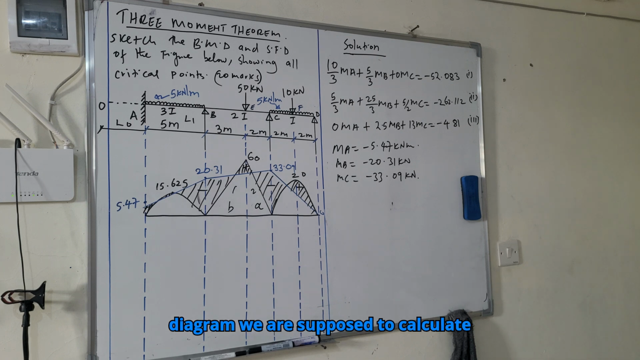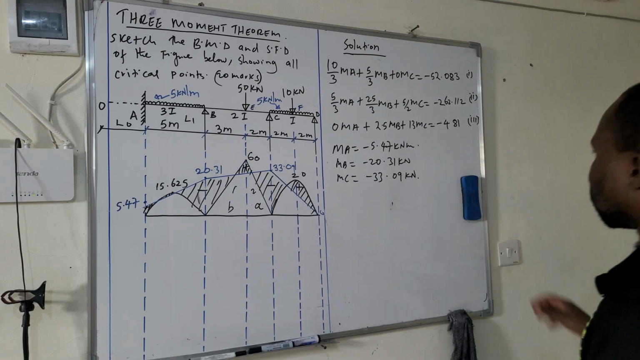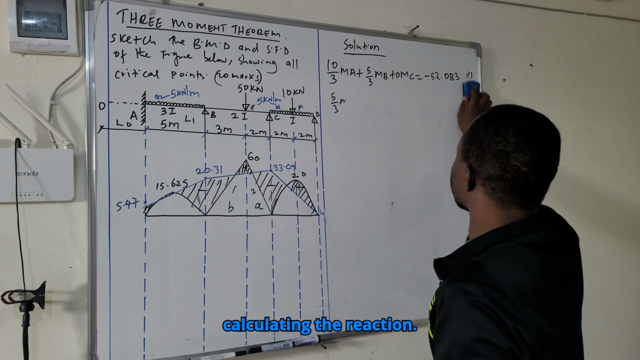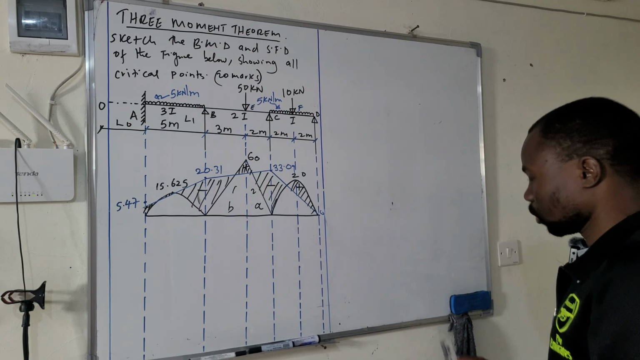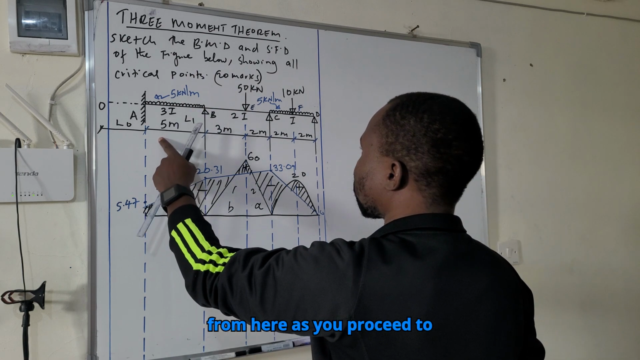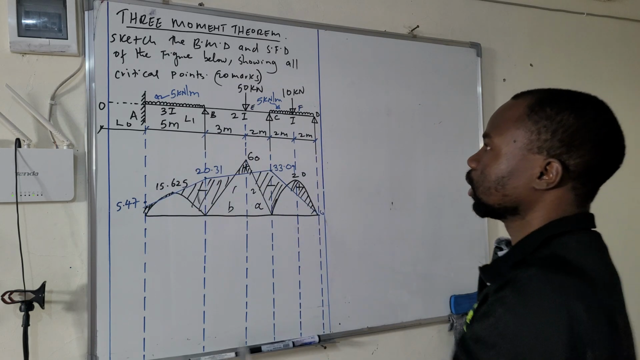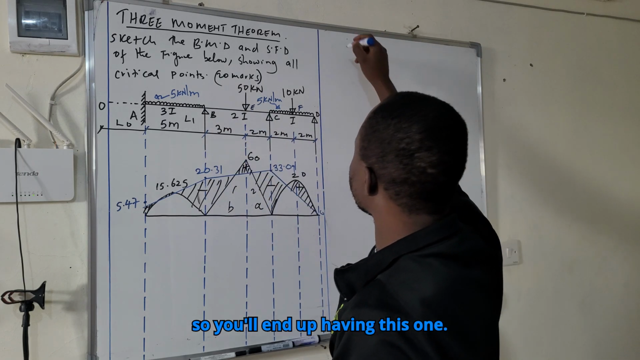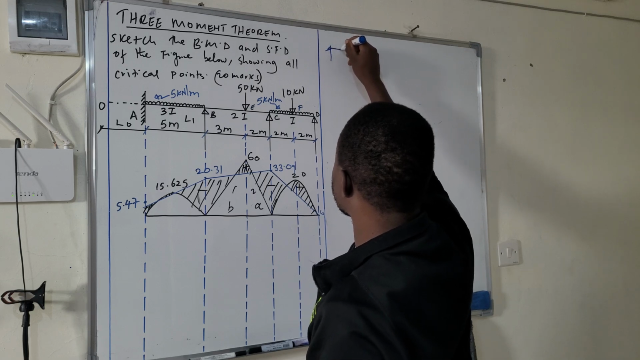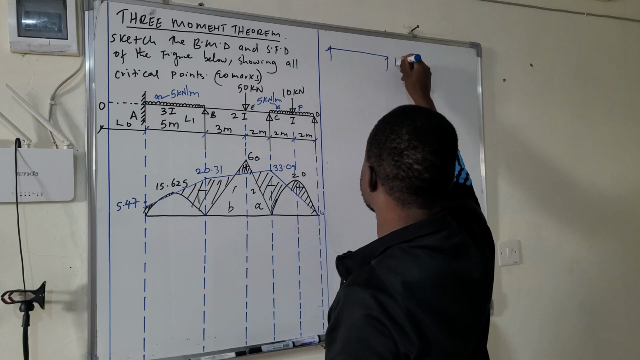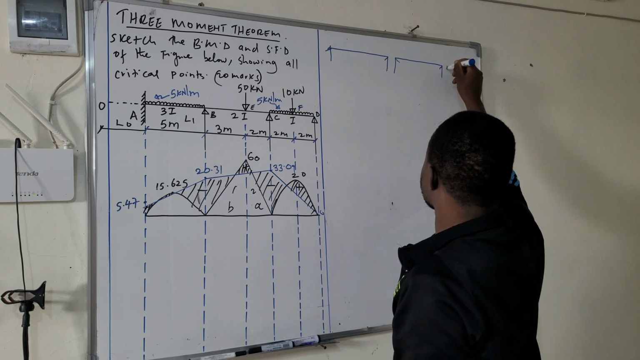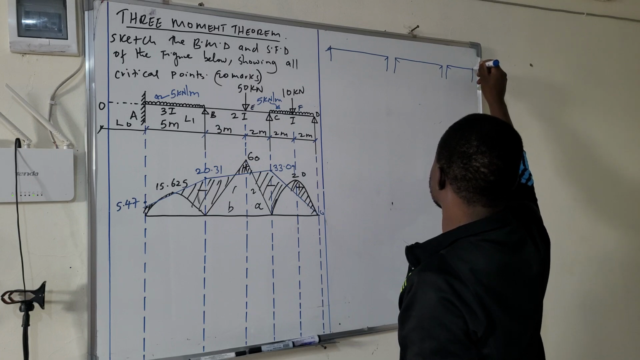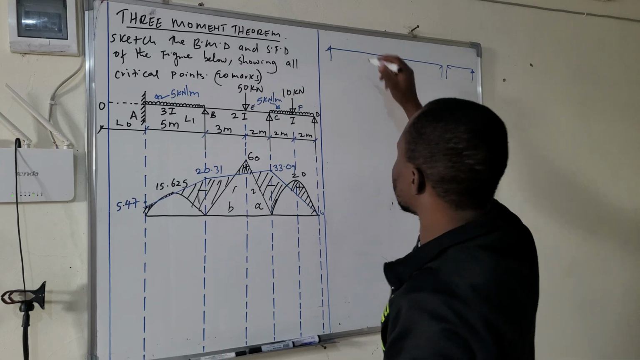And before we can draw the shear force diagram, we are supposed to calculate the reaction. So how are we going to calculate the reaction? So this is the way in calculating the reaction. So you can start from here as you proceed to D. So you can split this into 2, also this into 2. So you'll end up having this one. Like that.